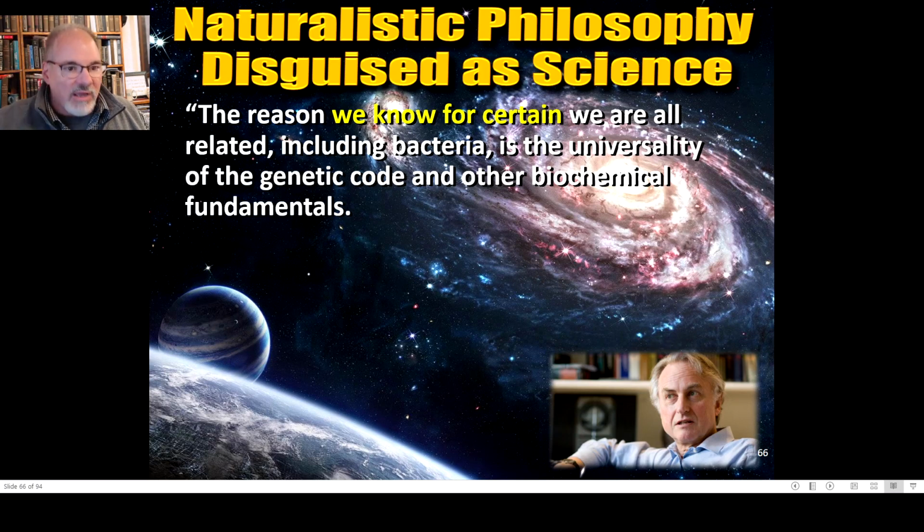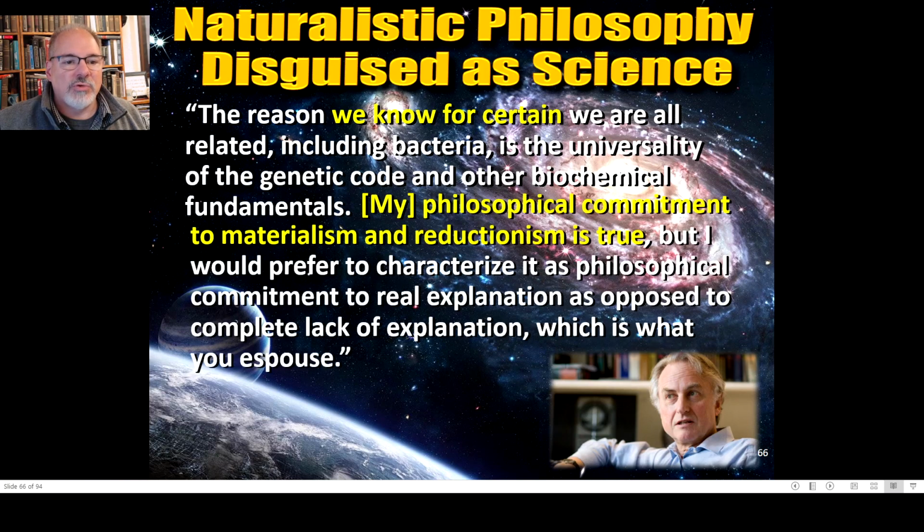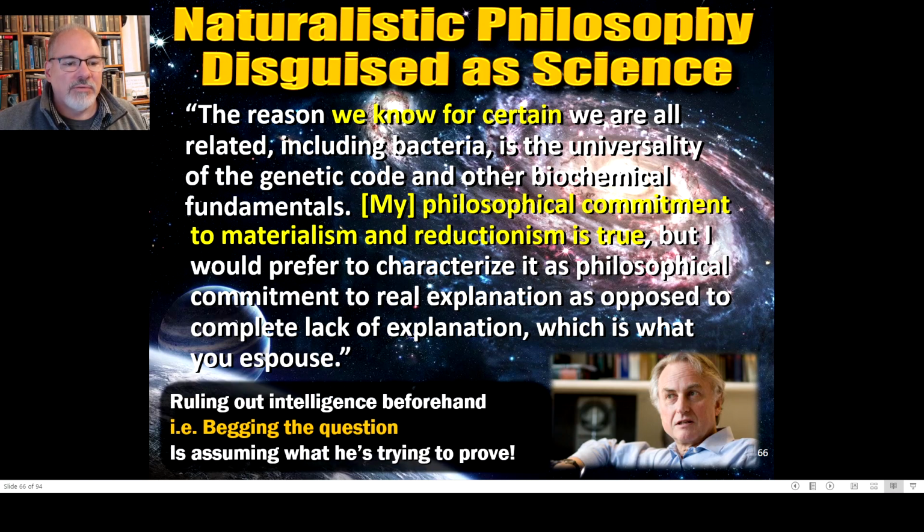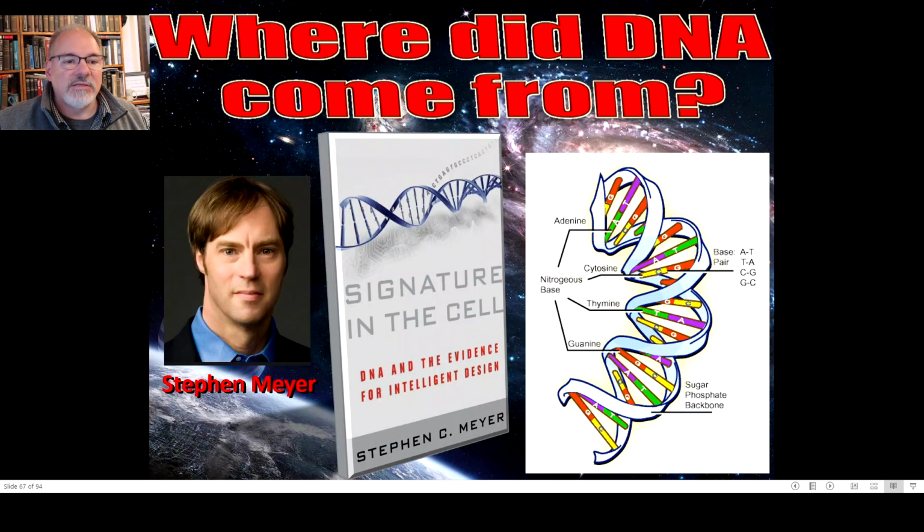So naturalist philosophy is disguised as science, which we will see here with Richard Dawkins. He says the reason we know for certain we are all related, including bacteria, is the universality of genetic code and other biochemical fundamentals, which we quoted. He goes on in that quote to say, my philosophical commitment to materialism and reductionism is true, but I would prefer to characterize it as a philosophical commitment to real explanation as opposed to the complete lack of explanation that you espouse. Again, he's communicating with Philip Johnson. But the problem here is that he is assuming what he's trying to prove. So he's ruling out intelligence beforehand, in other words, begging the question. That is not science. That isn't even good philosophy, quite frankly.